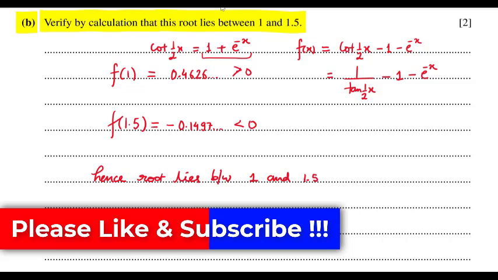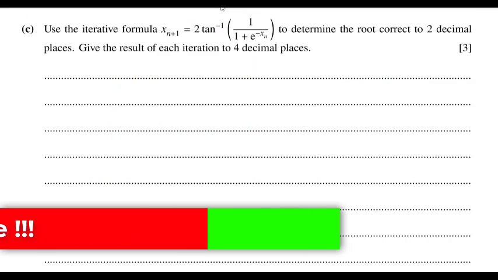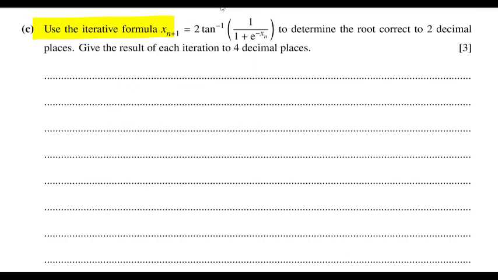Let's discuss the next question. C part: use the iterative formula x n plus 1 equals 2 tan inverse of 1 over 1 plus e to the power minus x n to determine the root correct to 2 decimal places. Give the result of each iteration to 4 decimal places. So we have this iterative formula. In this we'll need a starting point. From the B part we have seen the root is lying between 1 and 1.5, so we can choose any value in between.